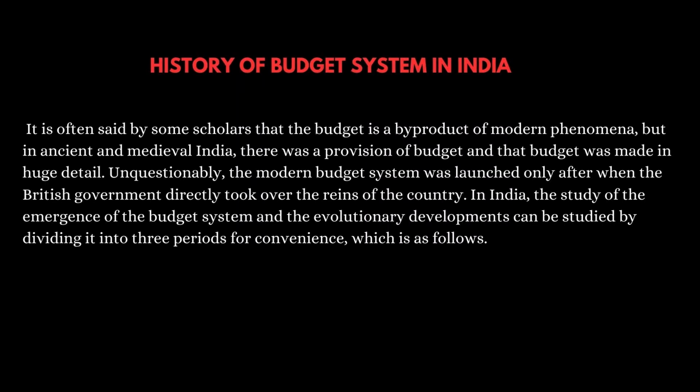Now see the history of the budget system in India. It is often said by some scholars that the budget is a byproduct of modern phenomena, but in ancient and medieval India, there was a provision of budget, and that budget was made in huge detail. Unquestionably, the modern budget system was launched only after the British government directly took over the reins of the country. In India, the emergence of the budget system and its evolutionary developments can be studied by dividing it into 3 periods for convenience, as follows.